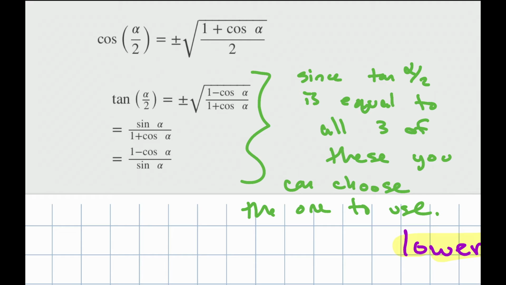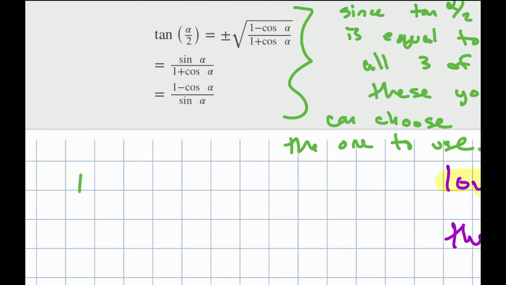The plus or minus is annoying, so I would probably use one of these two for the problem that we're going to do. So let's actually do that. Let's use this one maybe. Tangent alpha over 2 is equal to, let's go sine alpha, I guess it doesn't matter, over 1 plus cosine alpha. This is the one we're going to use.